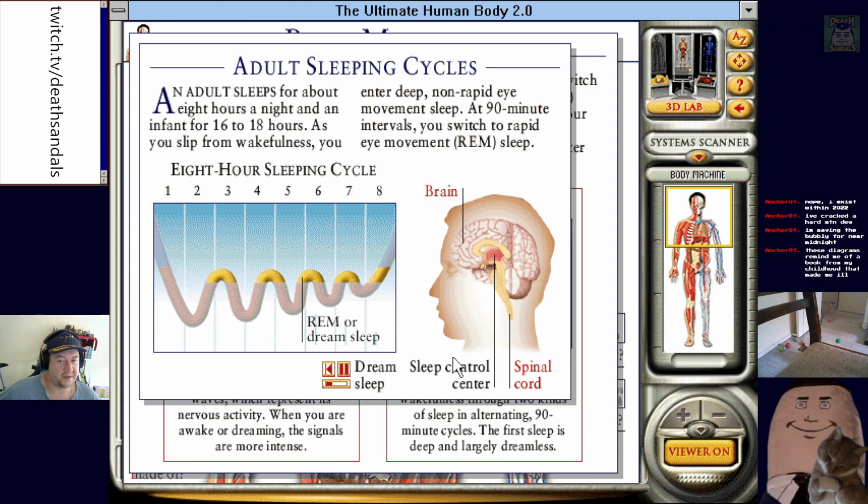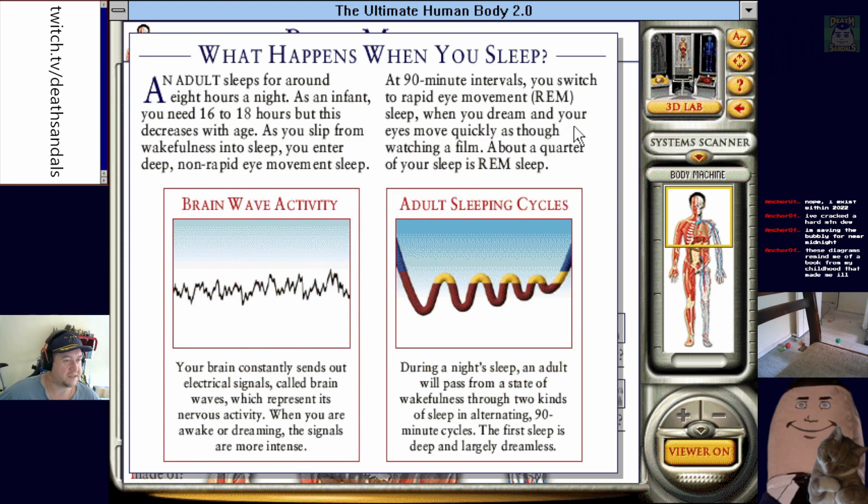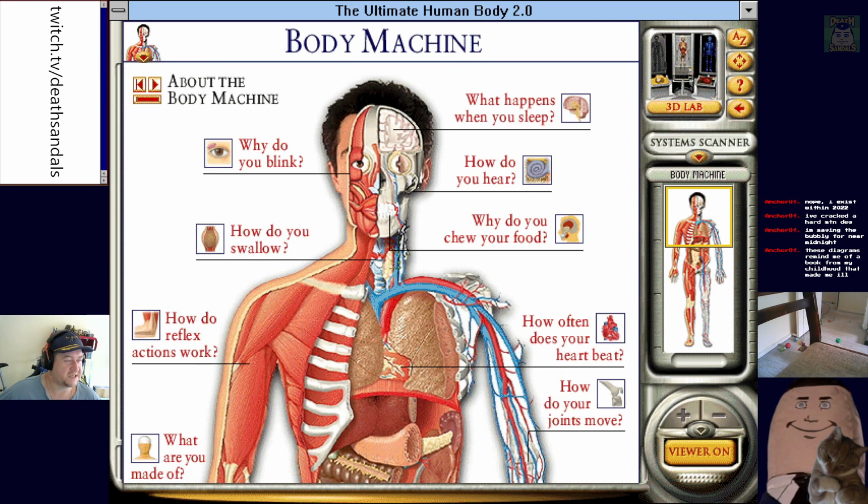These diagrams remind me of a book from my childhood that made me ill. I remember there being a few of these. Well, this is by, what was it, D something multimedia. The ones that did the cross-section things a while back. So there usually is a book version of this floating around somewhere.